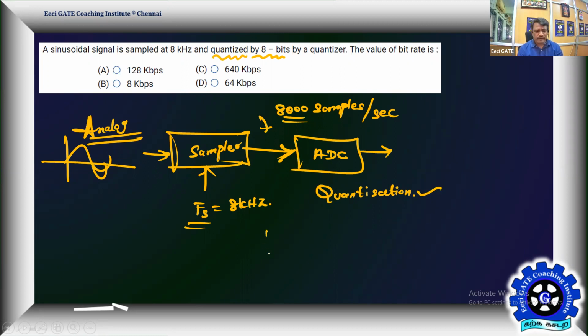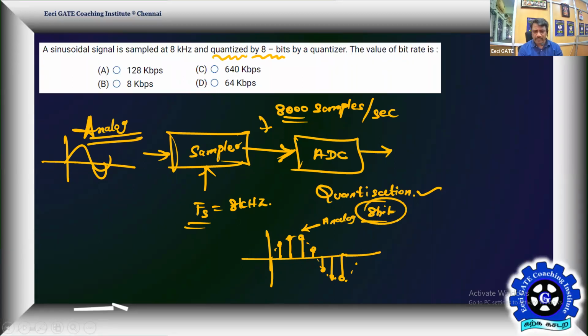So for example, assume this is my sinusoidal signal, and I'm going to get some samples for this. Maybe the samples will be like this. They are analog samples only, in discrete time. That's how I'll get the samples, and this is analog data. For this analog data, I'm going to assign an 8-bit digital code. For every sample, I'm going to assign an 8-bit digital code. Then how many samples do I have? 8,000 samples, and each sample has 8-bit data.